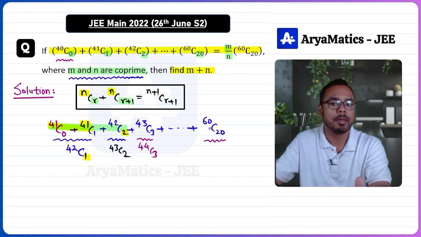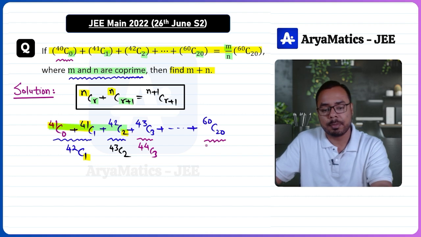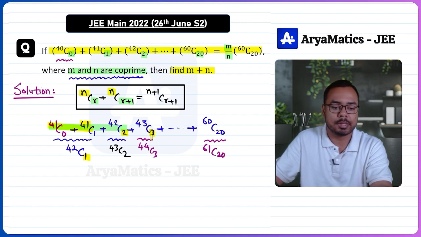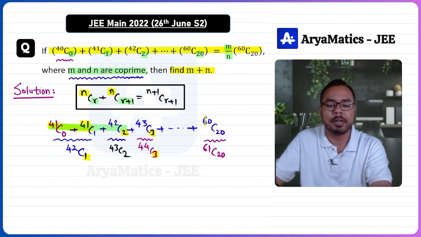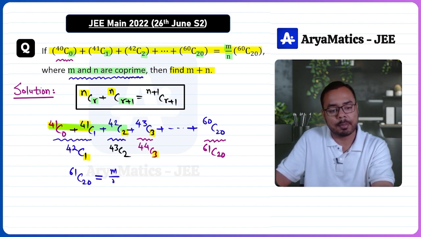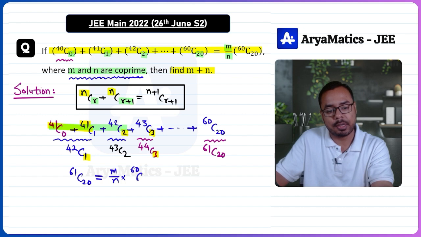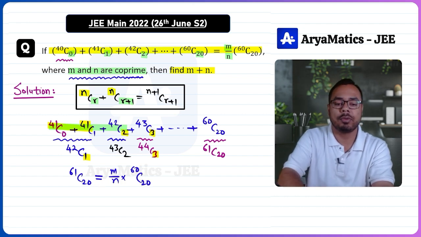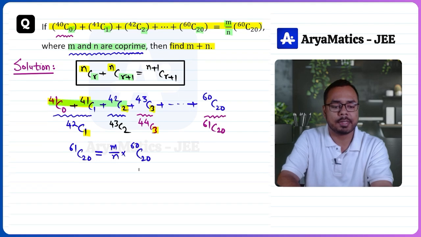So if I continue this operation till the last term, this 60 will become 61C20. You can see that this lower number is not changing. If I add the first four terms, the result is 44C3. So if I add all of these terms, the result will be 61C20. That is the sum of the left hand side. On the right hand side we have m by n multiplied by 60C20, and now we have to use the definition of NCR.